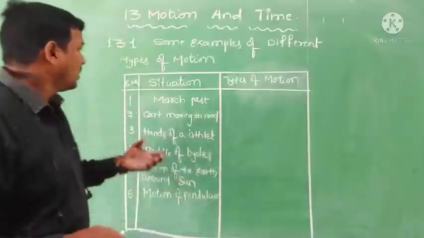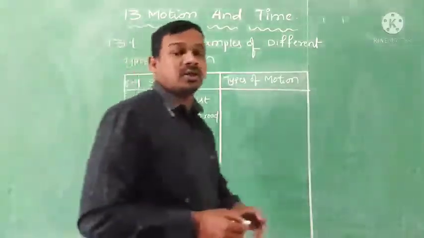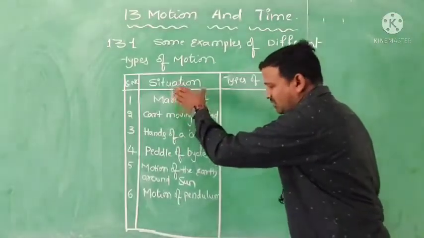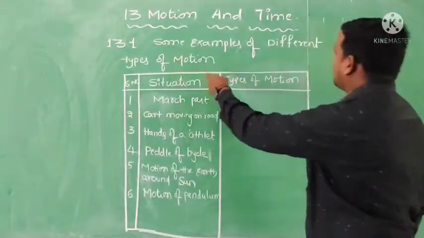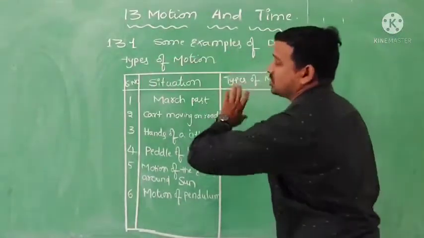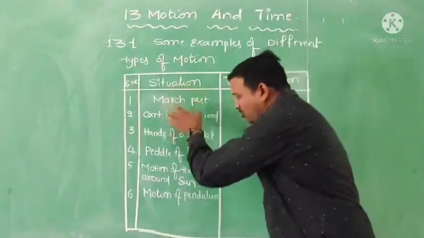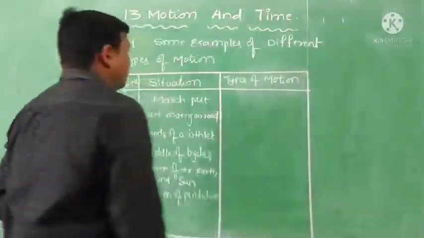These are the types of situations where we can see the motion of bodies. Here we are going to classify what type of motion each body is following. Right, children? So what are we going to discuss today? Some examples of different types of motions. So let's see. First, march fast.